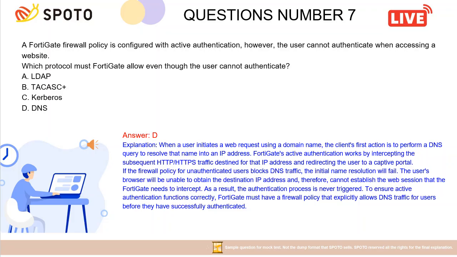As a result, the authentication process is never triggered. To ensure active authentication functions correctly, FortiGate must have a firewall policy that explicitly allows DNS traffic for users before they have successfully authenticated.